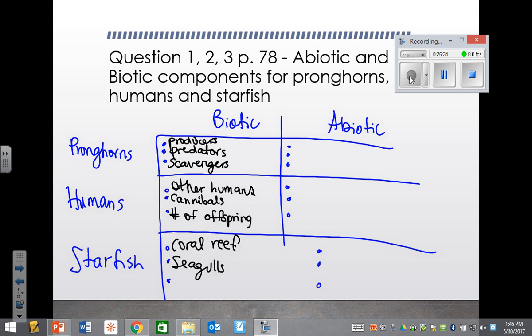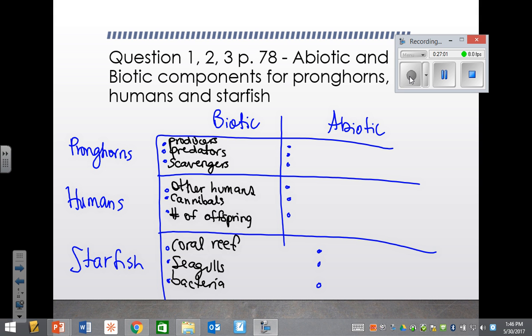Does anyone else have another starfish example? Bacteria could certainly be part of that. And like I mentioned with my human example, bacteria can be good or they can be bad. It depends. They might be a pathogen that's carrying a disease, or they might be helpful intestinal flora that's helping digestive processes happen. Let's move to the abiotic side now and talk about pronghorns.